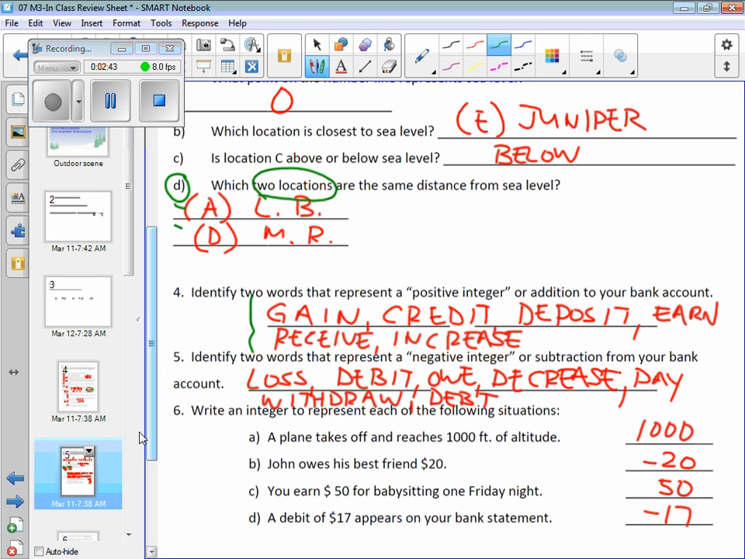Same thing with your negative words: lost, debit, owe, decrease, pay, withdrawn, debt. Charge will work too. It's a new one, good. Wait, what about above? What do you got? Above? Above expresses a positive integer, but I wouldn't use it expressing bank account. Above 0, like temperature, fine, but since it's bank account, these words are more associated with positive for money.